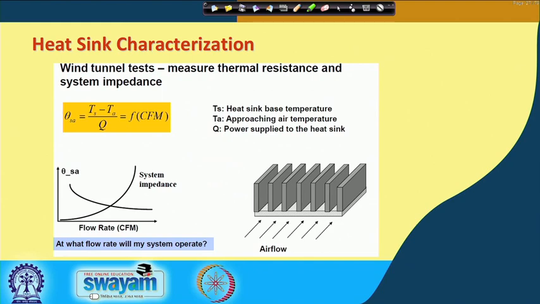All right. With that we will end this lecture, and in the next class we are going to look at how we get these curves. Here we are saying this is theta SA, this is system impedance. How do I get these curves? The fan characteristic curve is going to be given to you by the fan manufacturer. Sometimes take it with a pinch of salt, do your own test, but the other two, how do I characterize them? And similarly, if it is not a heat sink but something else, how do we do that?